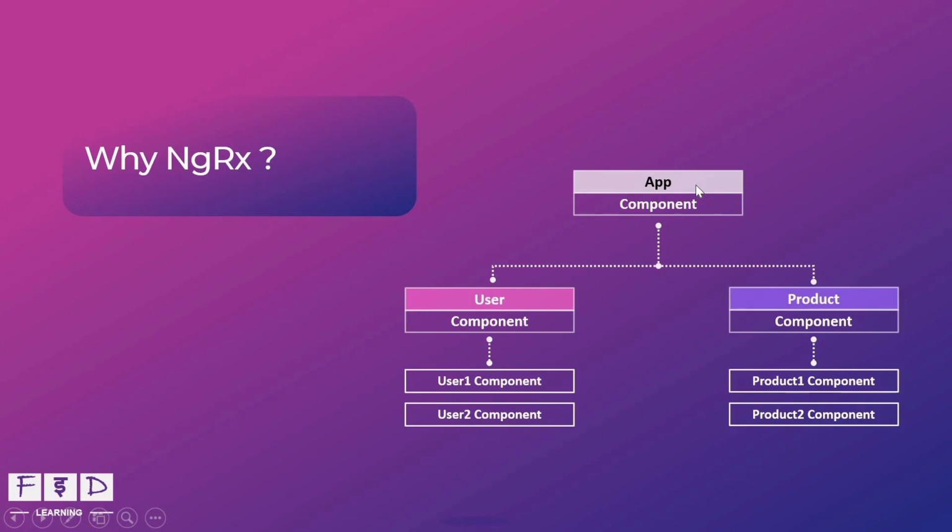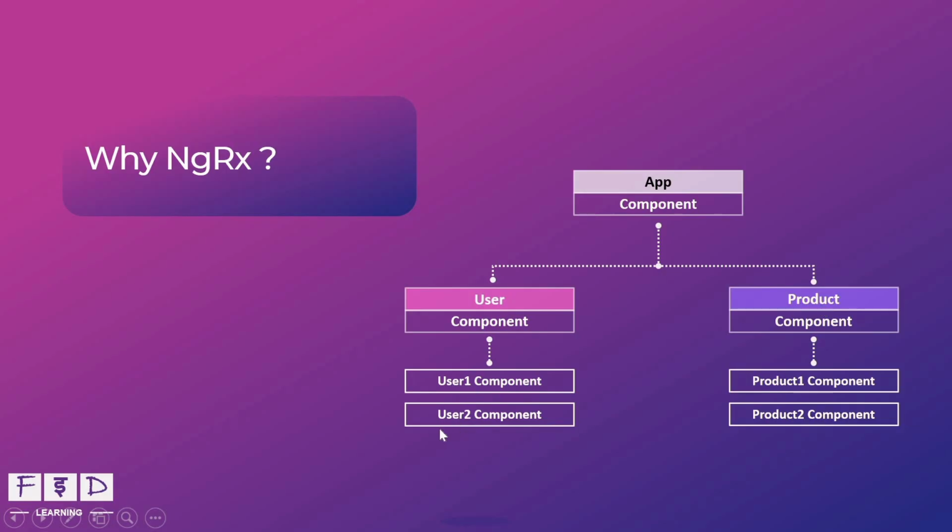Consider this is an app component with two child components, user component and product component. And each of these components has its own child components, like user1 and user2 are the child components of user, and product1 and product2 are the child components of product.